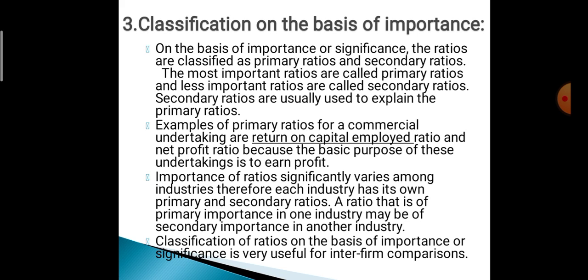One more time I'll explain the classification on the basis of importance. Ratios are classified as primary and secondary or supporting ratios. Primary ratios are more important for the purpose of analysis and interpretation, and the other ratios that support or explain the primary ratios are called the secondary ratios. For example, return on capital employed is a primary ratio, while operating profit ratio is a secondary ratio.